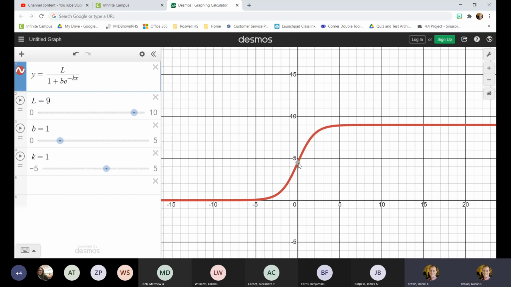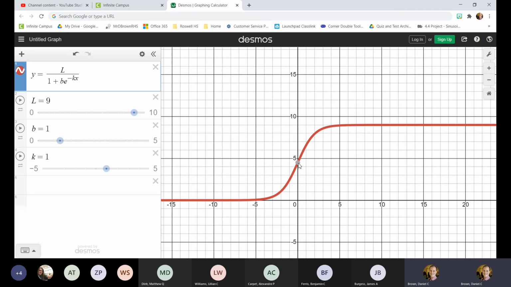Let me find a better way to ask that question. That is the point of inflection, and this graph will always, as long as it's an increasing one, start off being concave up, and then change to being concave down. So sometimes they might ask, when is this logistic equation concave up? You just know it's going to be concave up on the first half of the graph. When is it concave down? On the second half of the graph.